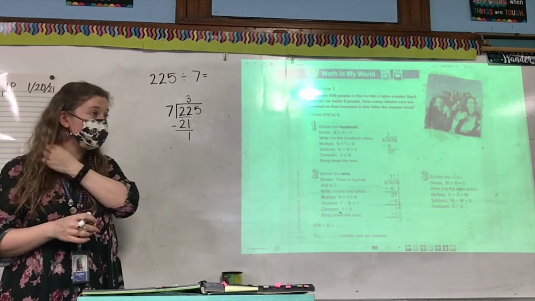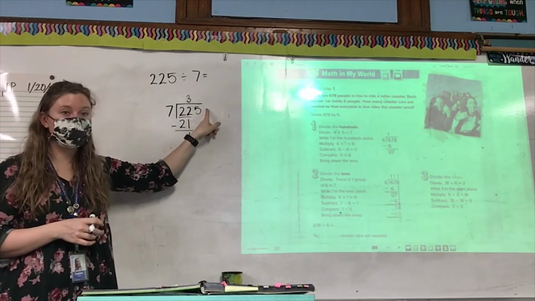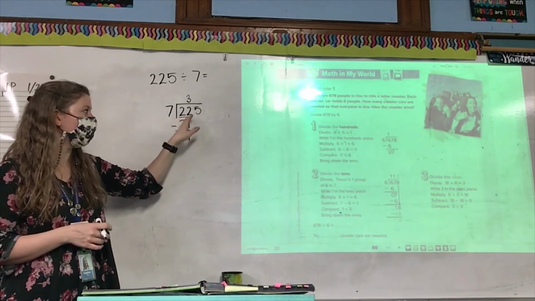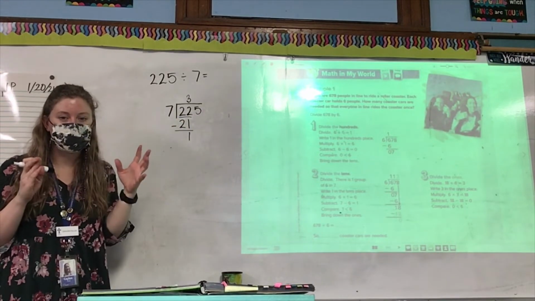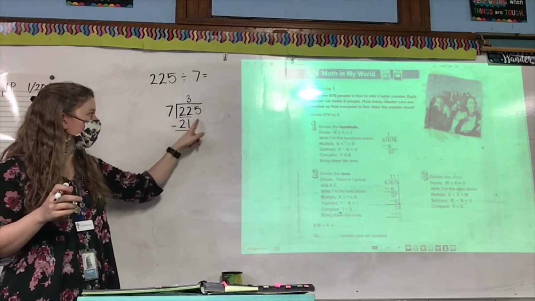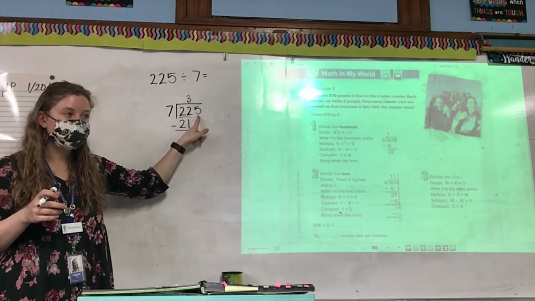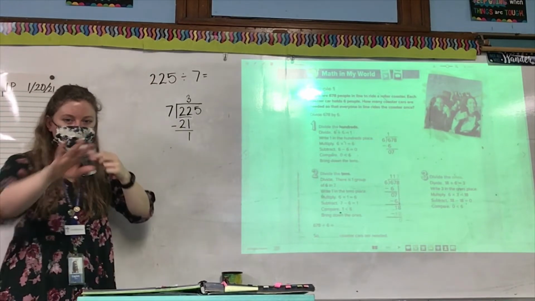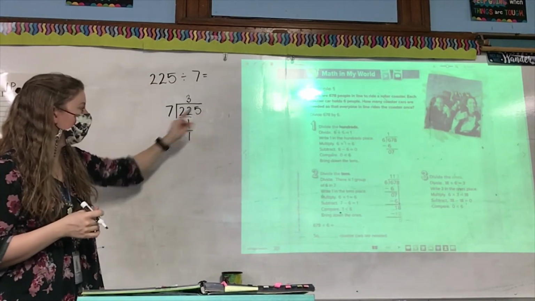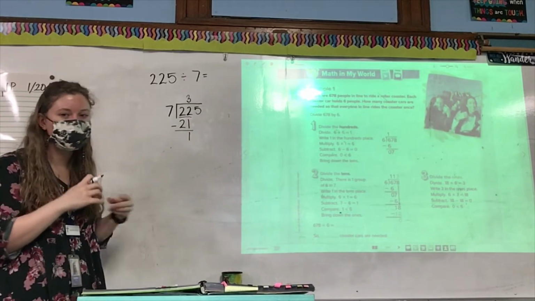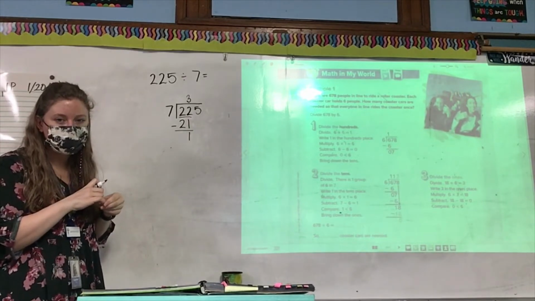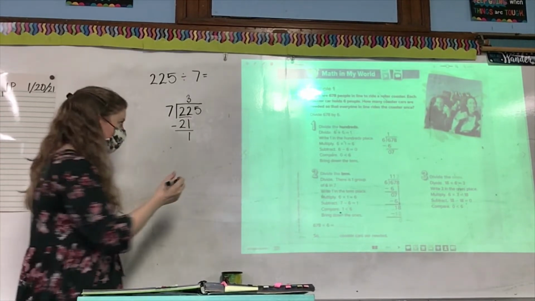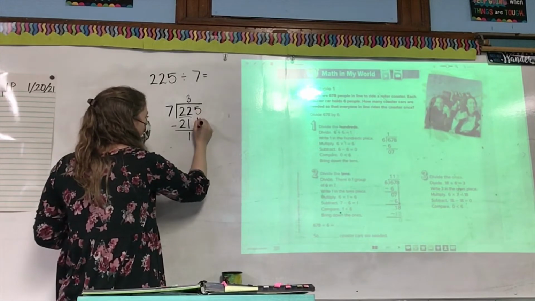Okay, so Carla just told us we go to the dividend to bring down. We know we can't bring either of these twos down because there are digits underneath them, so we just move to the next digit, this 5. Carla, we're going to bring down this 5. How do we show that we've brought it down? We put an arrow underneath it.